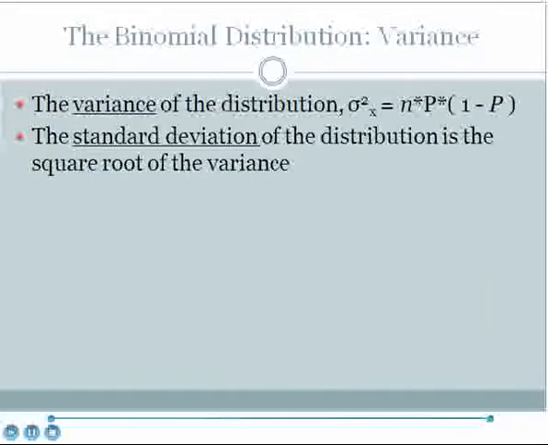We can also calculate the variance of the binomial distribution. The variance of the distribution, sigma squared sub x, is equal to n, the number of trials, times p, the probability of success, times 1 minus p, or the probability of failure. The standard deviation of the distribution is the square root of the variance.